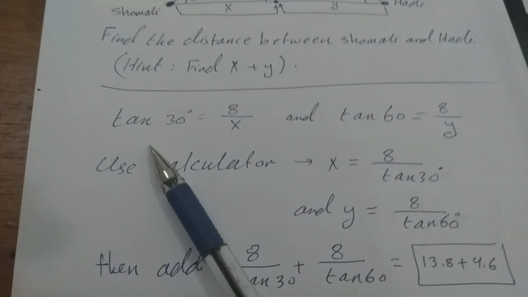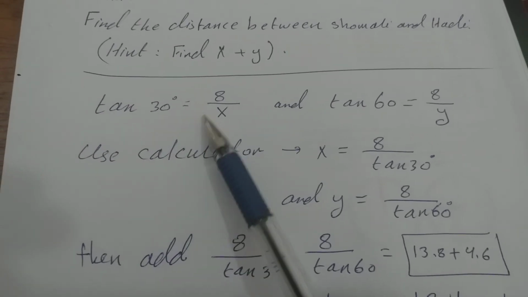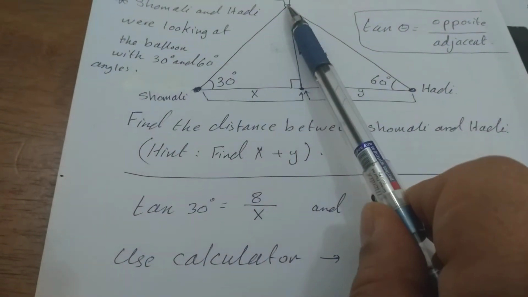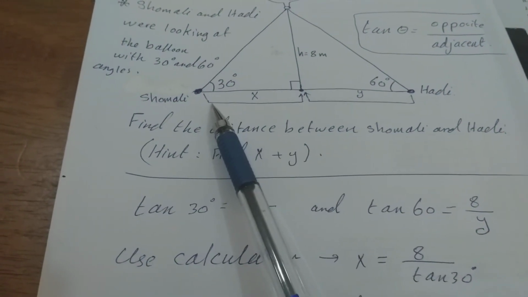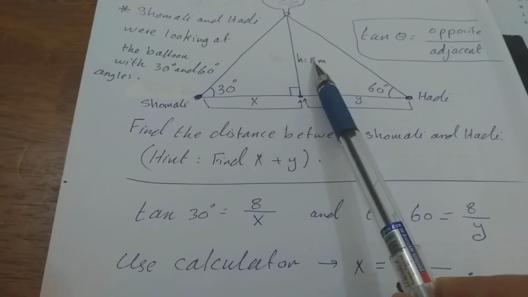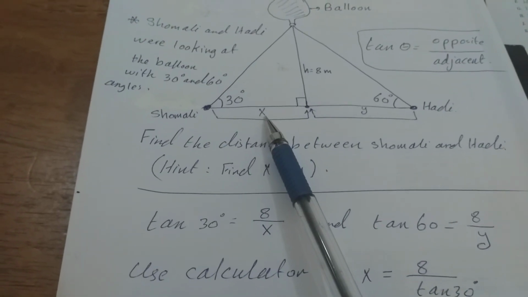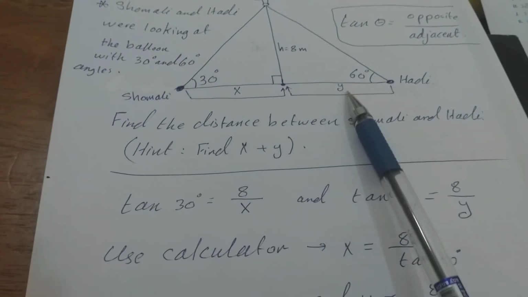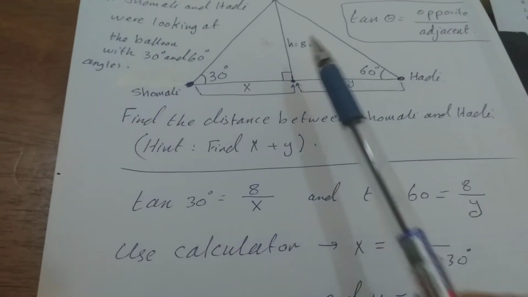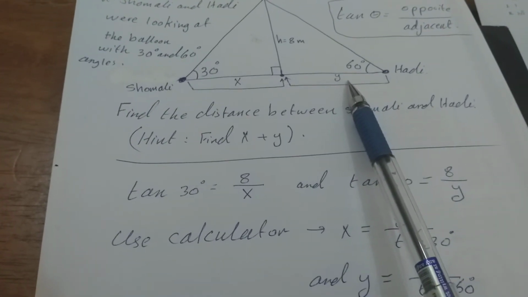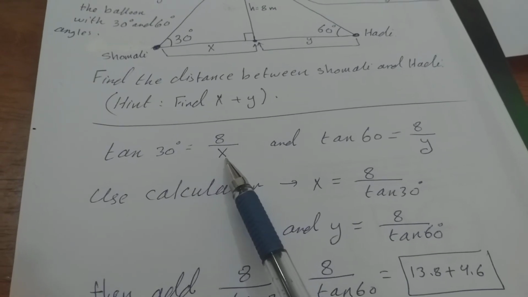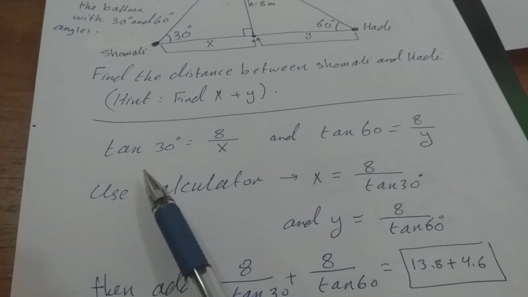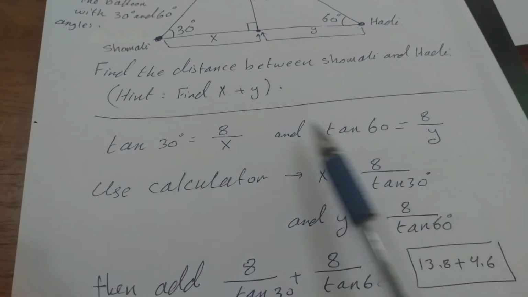The first procedure to solve this question, I will say tangent 30 equals 8 over x, which is the opposite over the adjacent. So tan 30, opposite over adjacent. And tangent 60, the opposite is 8 again, over adjacent y. Now tangent 30 is 8 over x, and tangent 60 is 8 over y. So I use tangent twice for both angles.